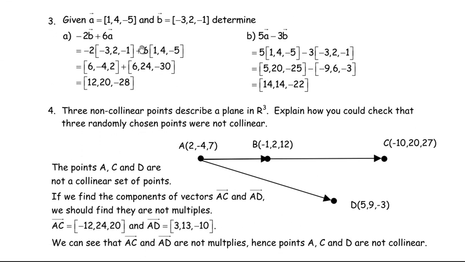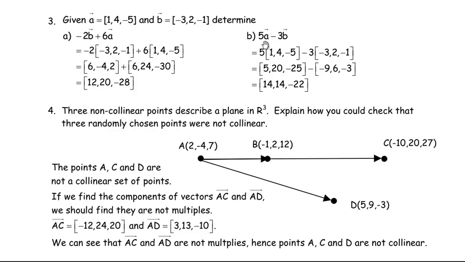Question number 3. We're given these two vectors, a and b, and asked to determine negative 2b plus 6a. So negative 2 times the b vector here, plus 6 times the a vector. So I distribute the negative 2 in, so negative 2 times negative 3 is 6, negative 2 times 2 is negative 4, negative 2 times negative 1 is 2. And then 6 times 1 is 6, 6 times 4 is 24, and 6 times negative 5 is negative 30. And then I add the two vectors. 6 and 6 add to 12, so that's the x component. Negative 4 and 24 is 20. And 2 and negative 30 add to negative 28.